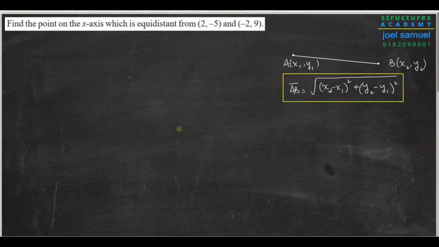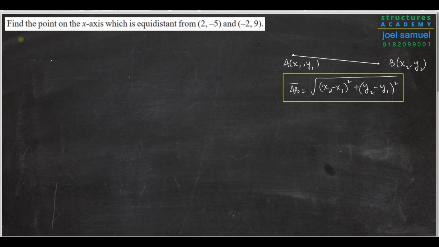Now in the distance formula, you may note that it is not necessary for us to take x2 minus x1, y2 minus y1 every time. You may take x1 minus x2, y1 minus y2. Since we are squaring these terms, the final answer does not change.